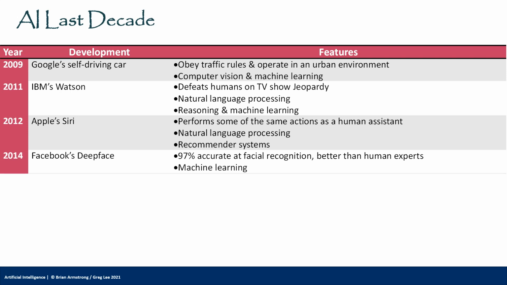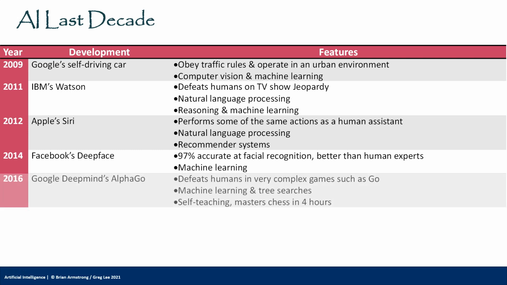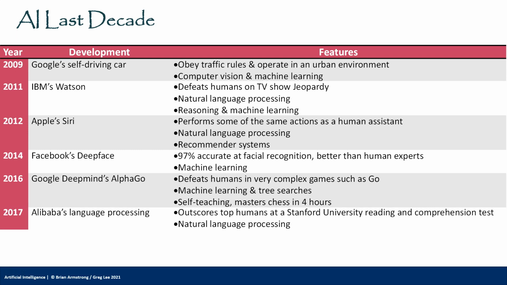2014, we see facial recognition really getting a boost with Facebook's DeepFace. 97% accurate facial recognition, better than human experts. We saw 2016 Google DeepMind's AlphaGo, which beat humans, or the top humans at Go, which was always considered by scientists to be the pinnacle of games that computers would struggle to play against top humans. And this particular algorithm really can master many different types of games, complex games, and beat humans. Alibaba produced a language processing algorithm in 2017 that outscored top humans at a Stanford University reading and comprehension test.